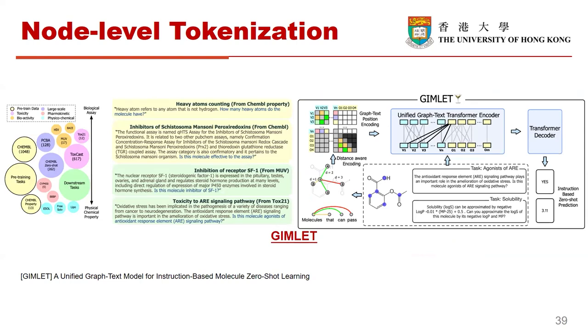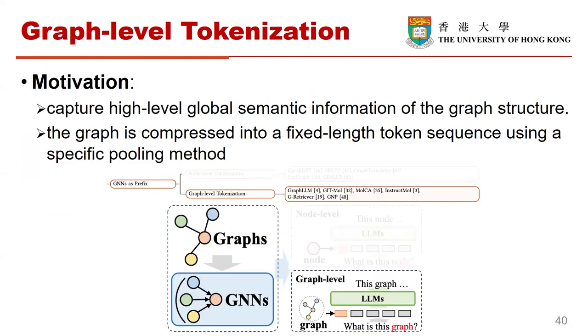Another node-level tokenization work is GIMLET, a unified graph-text model. It leverages natural language instructions to address the label challenge in molecular-related tasks. It unifies the node tokens and the natural language tokens, inputs them into the language model, and conducts molecular-related downstream tasks. That is the node-level tokenization work.